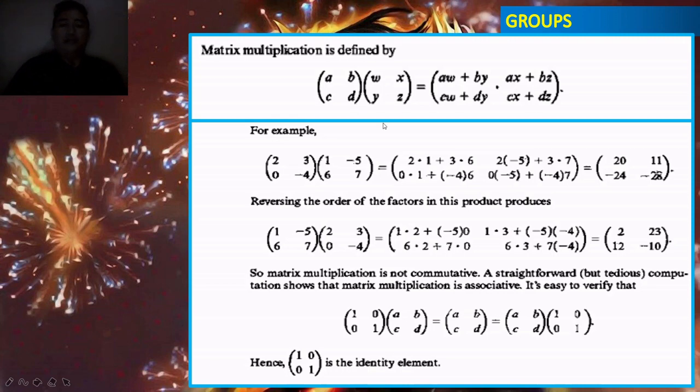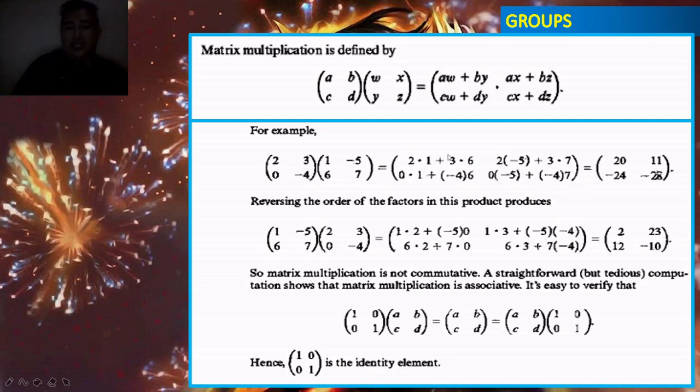Okay, so for example, this one: 2, 3, 0, negative 4 multiplied by 1, 6, negative 5, 7. The result is as follows. The first row 2, 3 times 1, 6: 2 times 1, 3 times 6. And 2, 3 times negative 5, 7. Then 0, negative 4 times 1, 6, and 0, negative 4 times negative 5, 7.